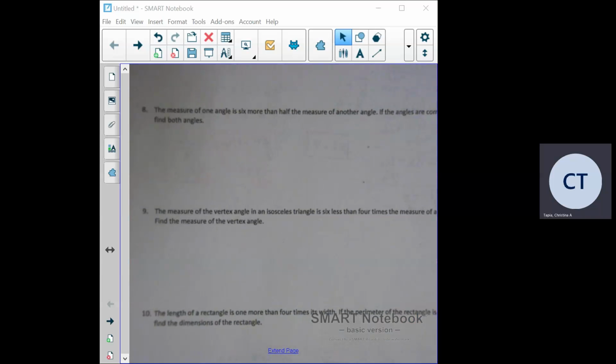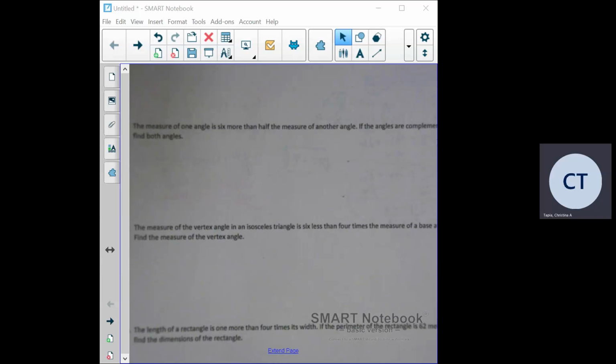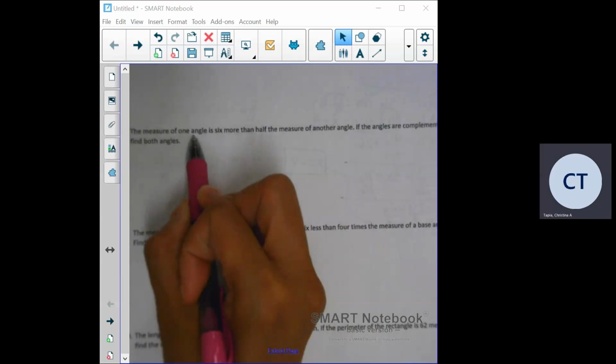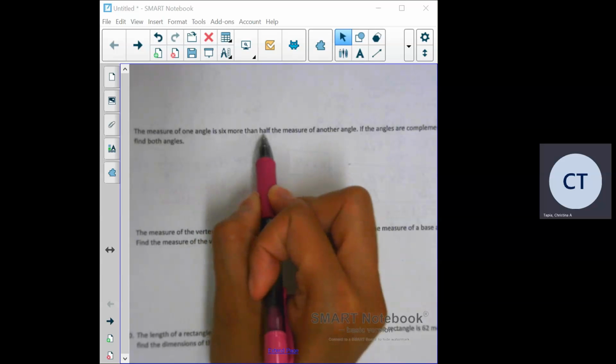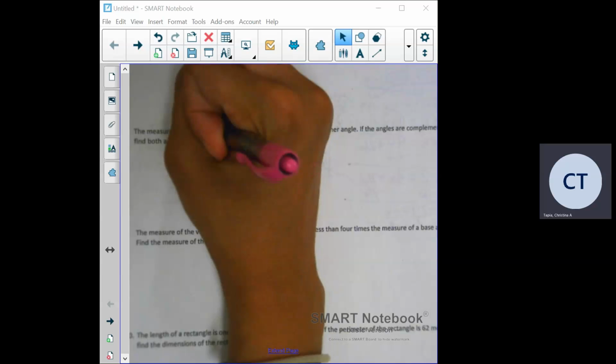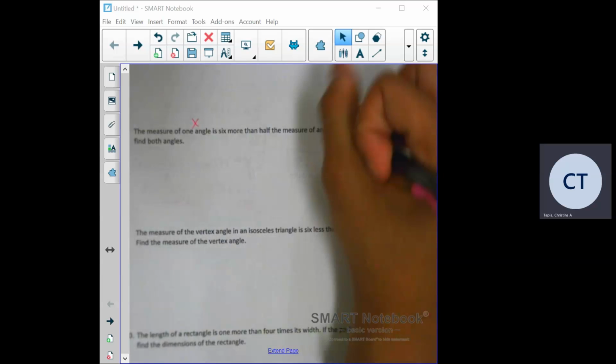So for question number 8, this one says the measure of one angle is 6 more than half the measure of another angle. If the angles are complementary, find both angles. Okay, so let's first look at the first part. It says the measure of one angle is 6 more than 1/2 the measure of another angle. So it's talking about two different angles here. I'm going to say that this is angle X and this is angle Y.